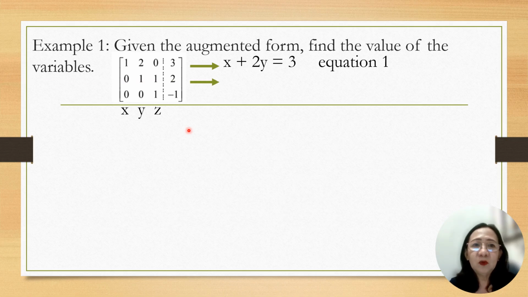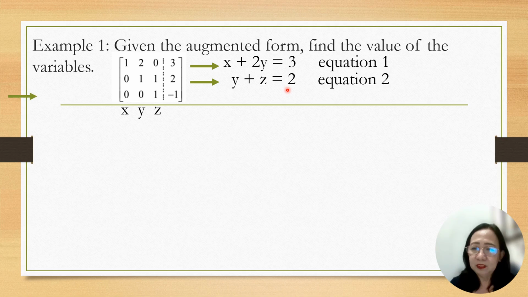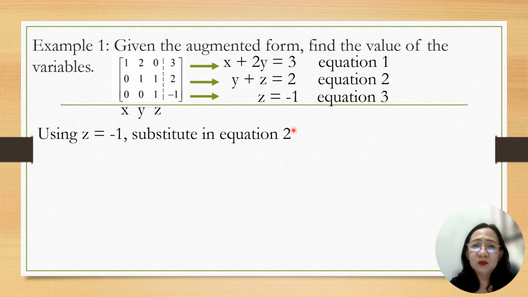And then we have equation 2. So 0 for the x variable. That's why we arrive at y plus z is equal to 2. And lastly, we arrive at 0x plus 0y, then we have here our z is equal to -1. So by looking, we already have the value for z, which is -1.